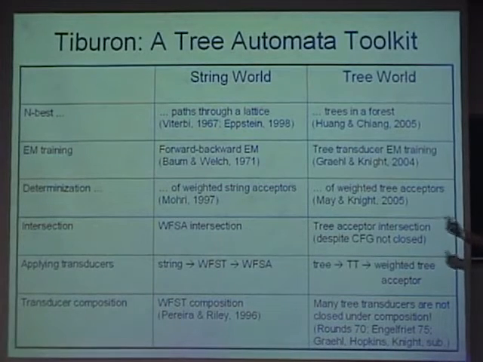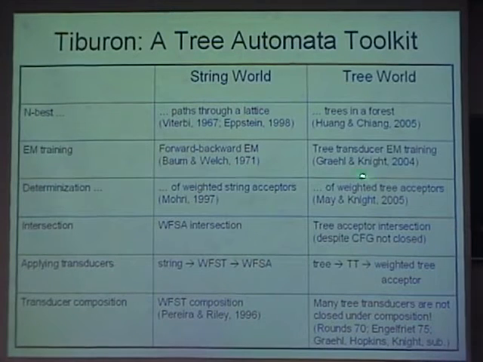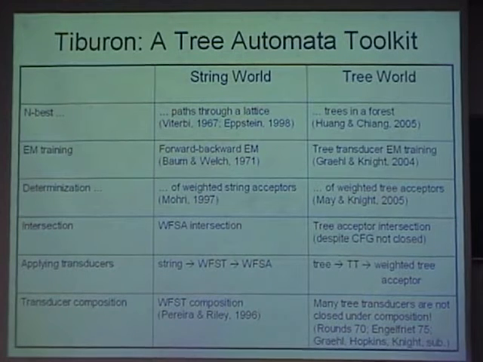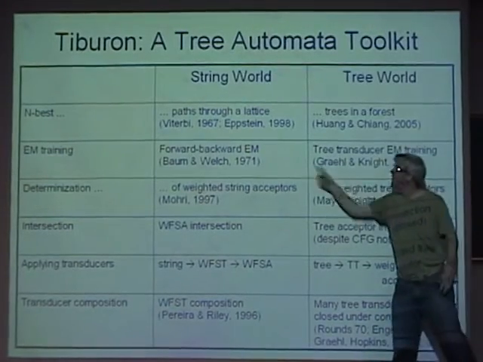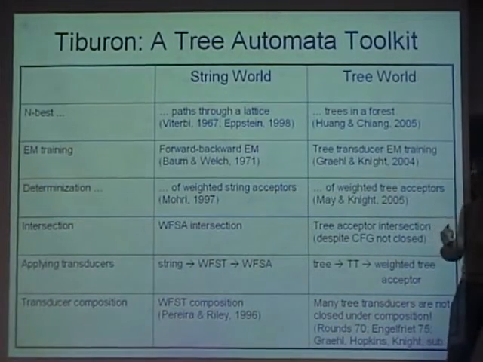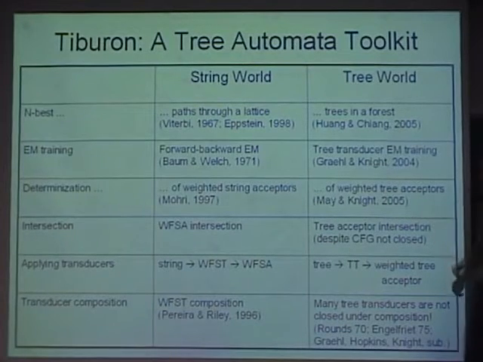Okay, EM training. So if you have a string transducer, we know how to do EM. If you have a tree transducer, then it's a little bit more expensive. If you have a tree-to-tree, it's an n-squared algorithm, just like that one. If it's a tree-to-string transducer, it's n to the fourth. And if it's, I'll stop there.